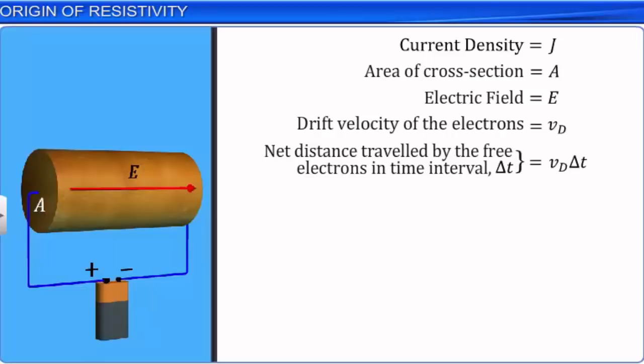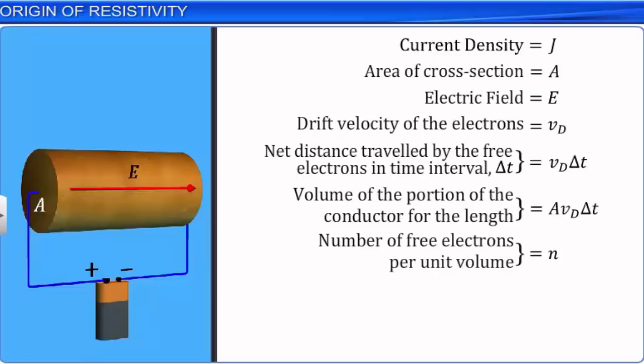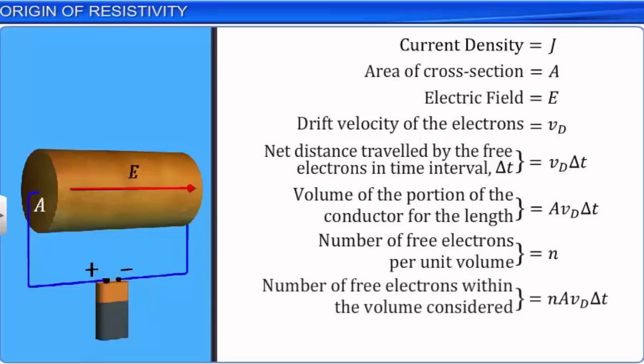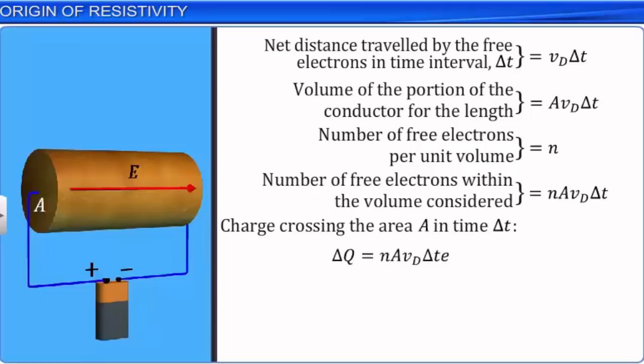The volume of the portion of the conductor through which the free electrons travel during time delta t is equal to A Vd delta t. Let n be the number of free electrons per unit volume of the conductor. Then the number of free electrons within the volume considered is equal to n A Vd delta t. All these free electrons cross the area in time delta t. Hence, the charge crossing the area A in time delta t is given by delta Q is equal to n A Vd delta t e. Let this be equation 7.